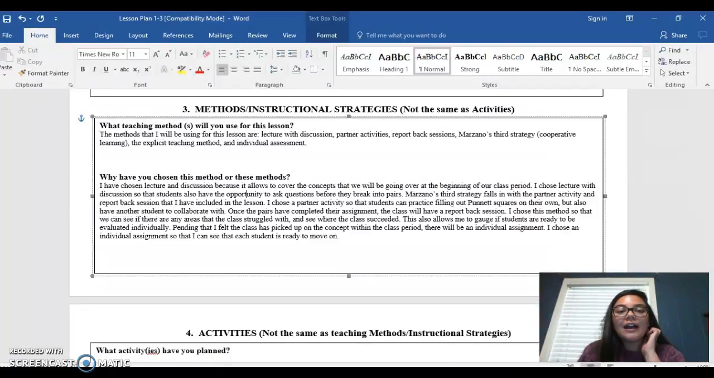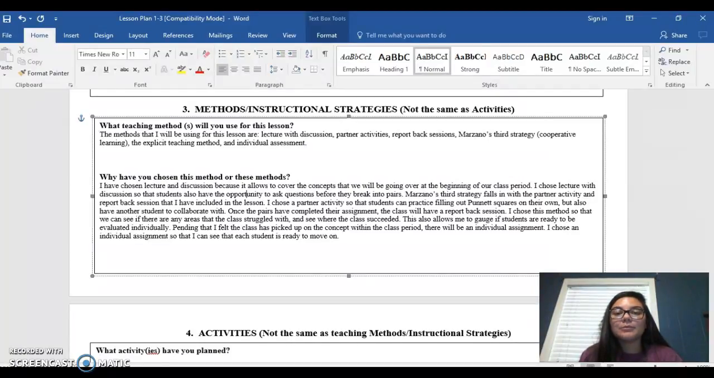I chose lecture and discussion because it allows me to cover the concepts that I need to go over at the beginning of class. I chose lecture with discussion so that the students have an opportunity to ask questions before they break into pairs. Marzano's third strategy falls in with the partner activity and the report back session that I've included. I chose a partner activity so that students can fill out Punnett squares on their own, but also have another student to collaborate with.